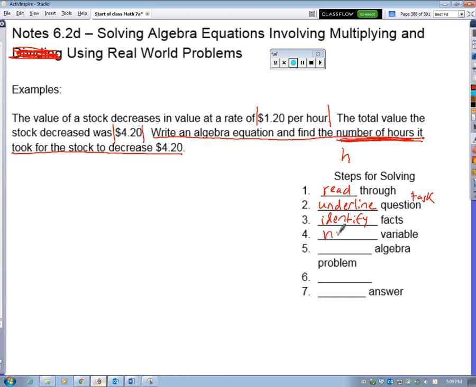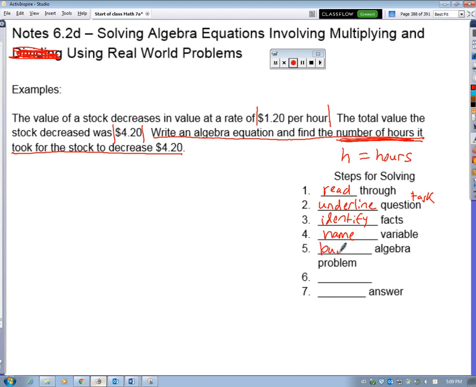We're going to name the variable, which we found. Remember, the question gives us the variable. That was your super math tip yesterday. So H is going to be the hours. Alright, how long it took for the stock to drop to this price of $4.20.